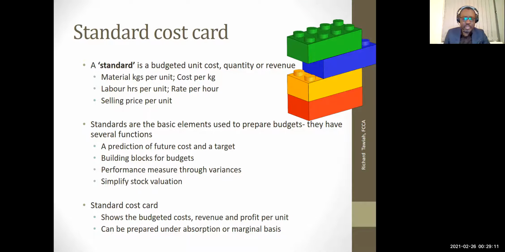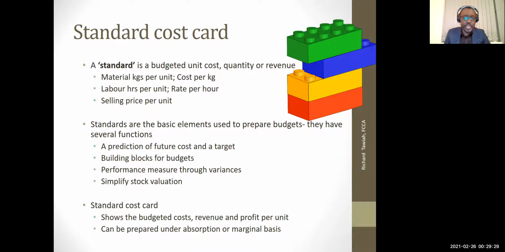Standards are basic elements. We need them to prepare our budgets, and they have various functions, okay? They help us to predict the future. They help us to set targets. Standards are the building blocks for the budgets, okay? And then standards also help us to undertake variance analysis.